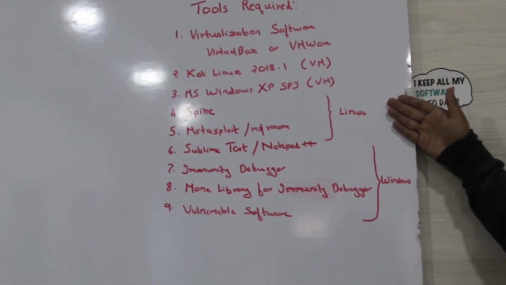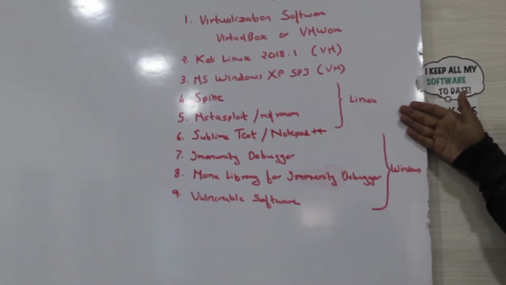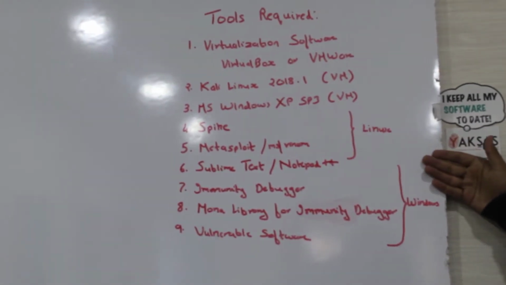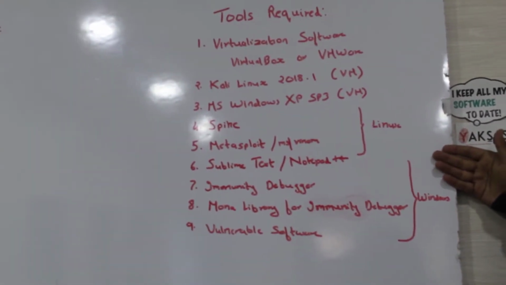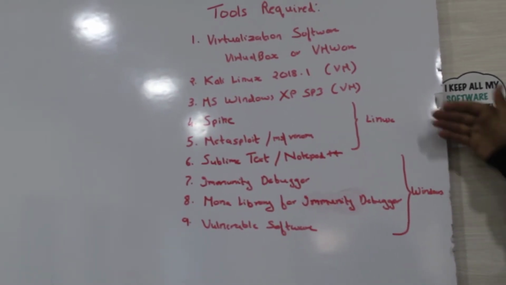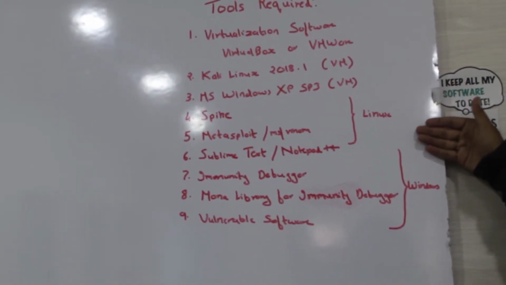We need Spike for fuzzing, Metasploit and MSFvenom for exploitation and shellcode generation, and a text editor, so you can use either Sublime Text or Notepad++. I will be using both on certain occasions. We need these 3 software on Linux.